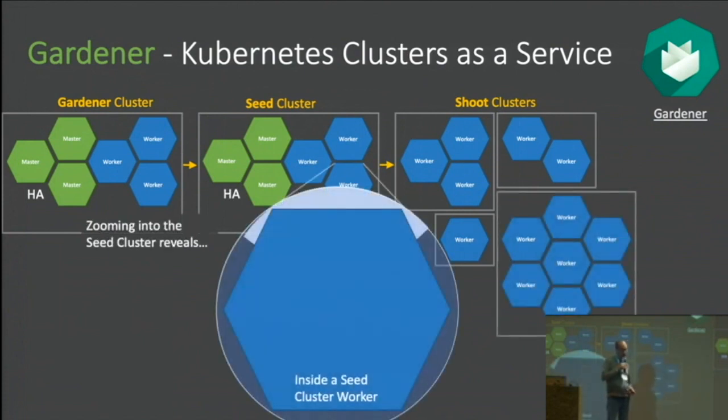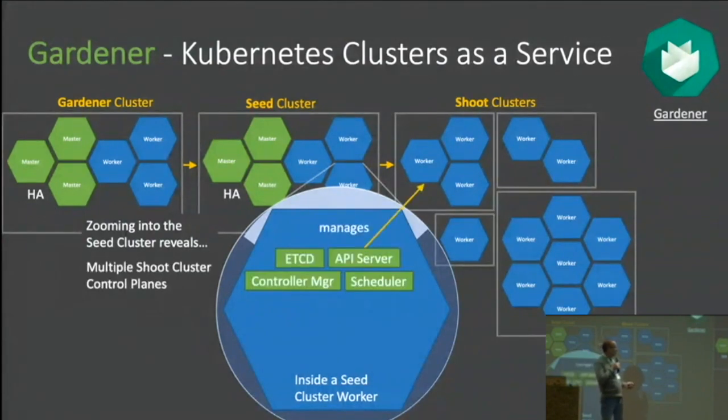And now if you look into the worker node of a seed cluster, we will find the control plane of the shoot clusters. So we don't run the control planes of the shoots in a traditional way on dedicated VMs, but we run them in containers managed by the seed cluster. And this saves a lot of resources and also helps to avoid that you need HA, because restarting a container is much faster than restarting a VM.